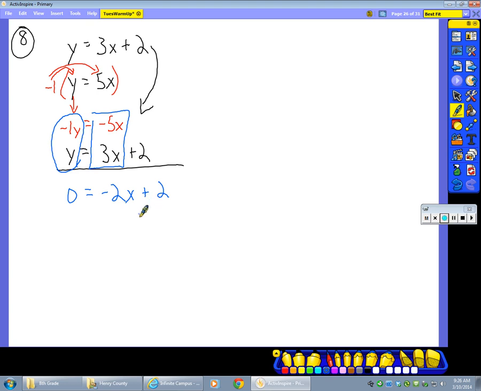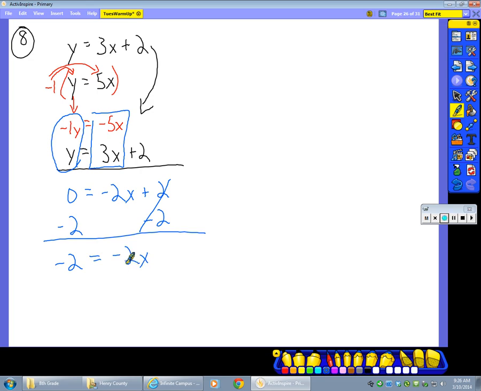Alright, so now, what do you think, let's go with Sadie. Sadie, what do you think I need to do next here? Take away 2? I could do that, yep. Well, no, I subtract 2 from both sides. That's one route I can take. So now I've got a -2 equals -2x.